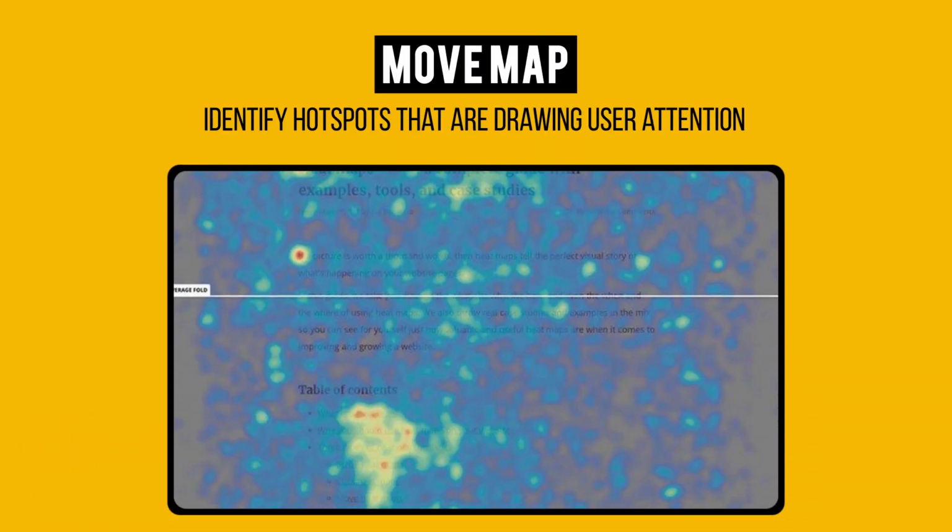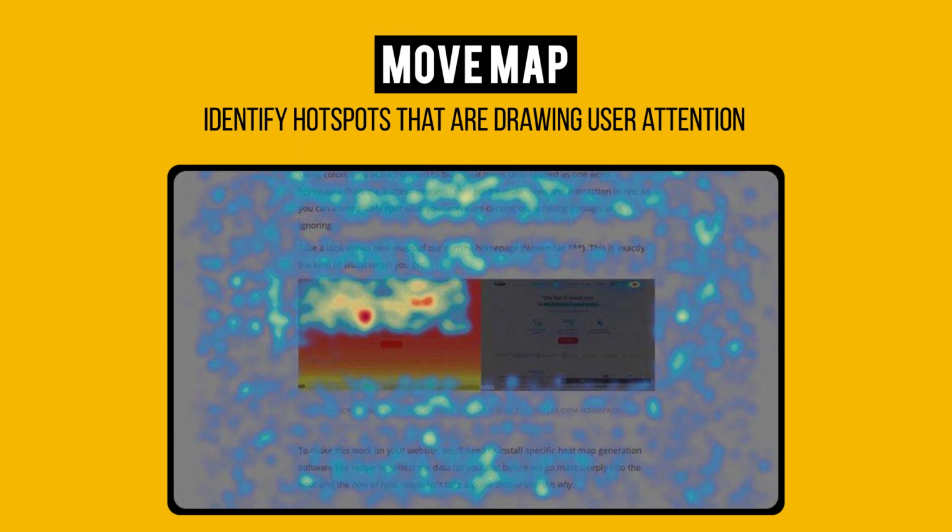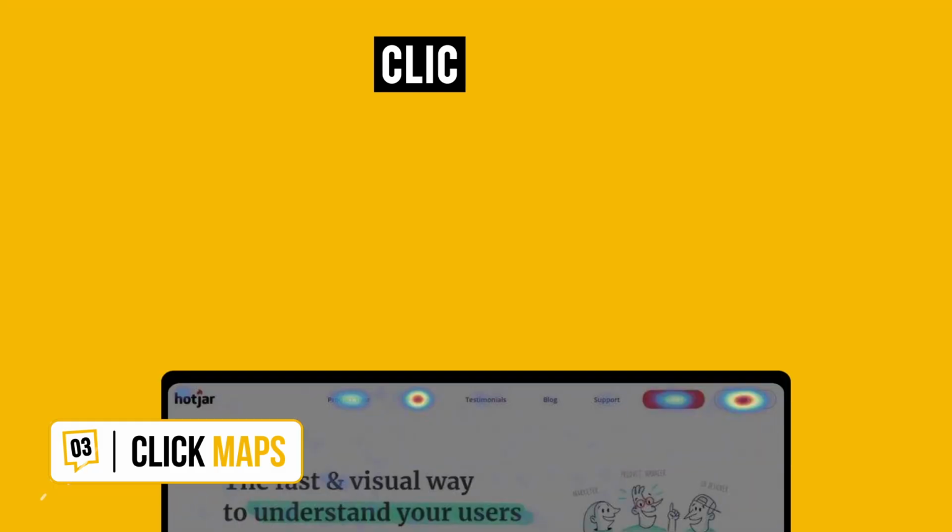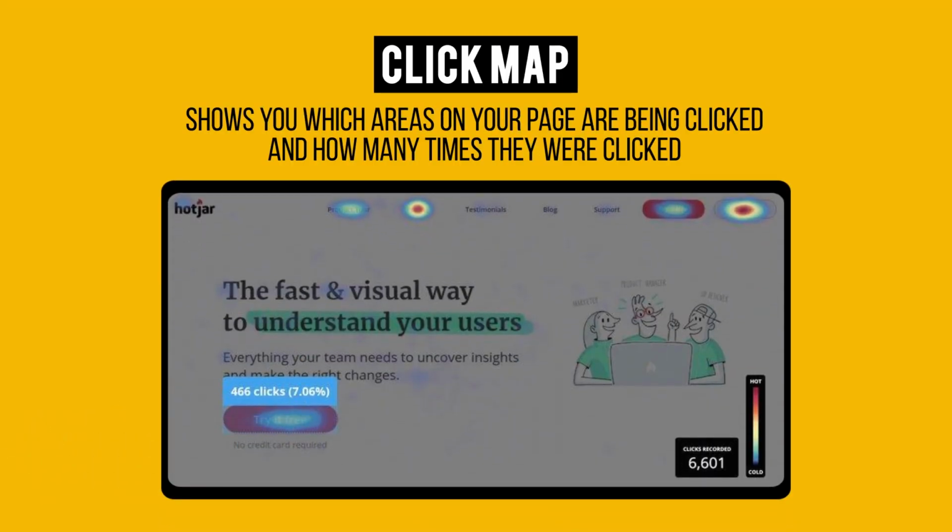Using a move map in Hotjar, you can identify hotspots that are drawing user attention. Using this knowledge, you can understand which areas are looked at the most and some blind spots which are going unnoticed. A click map is a kind of heat map that will show you which areas on your page are being clicked and how many times they've been clicked. This could indicate an issue with your CTA, for example, or any other link, but it also indicates places where people might be interested in more information, such as frequently asked questions.